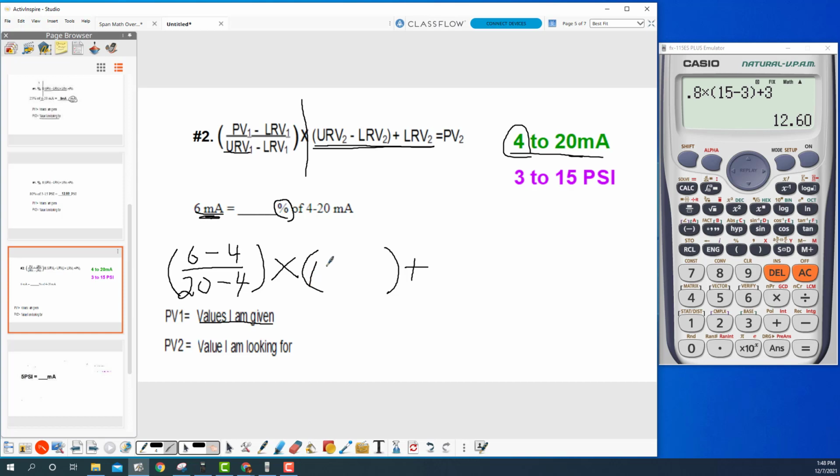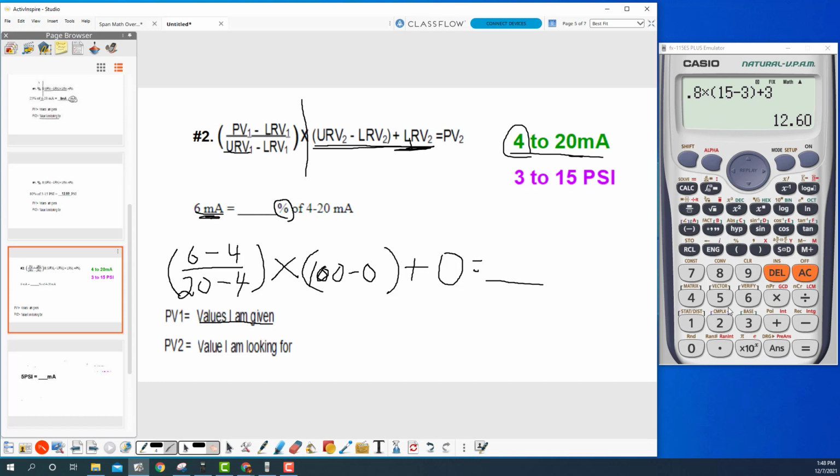So my maximum percentage is 100%, minus my lowest value of the percent range, which would be 0%, plus my lower range value of my number 2 numbers, what I'm looking for, which is 0%. That's going to give us an answer. All right, let's move over and do our calculator work.